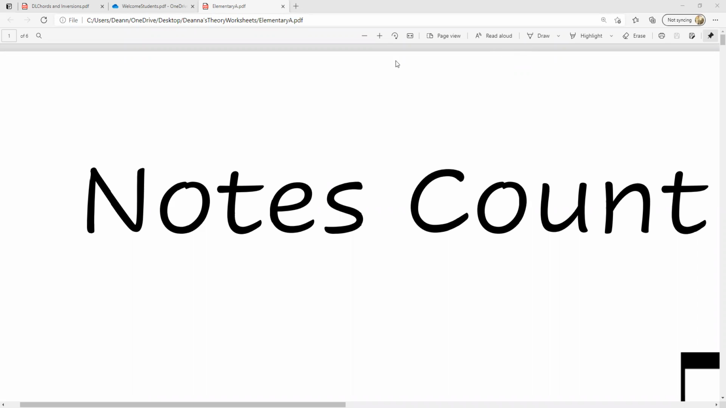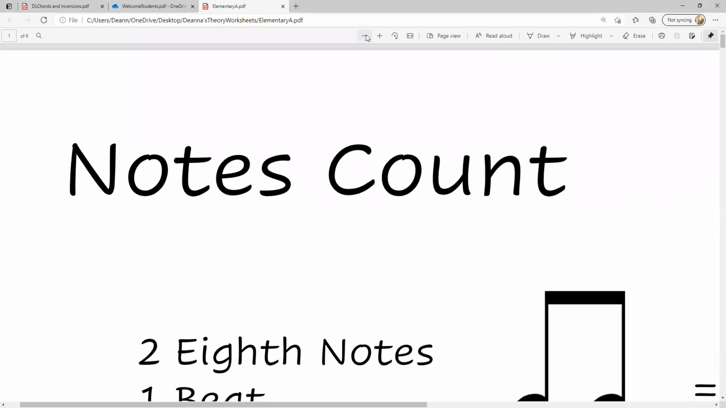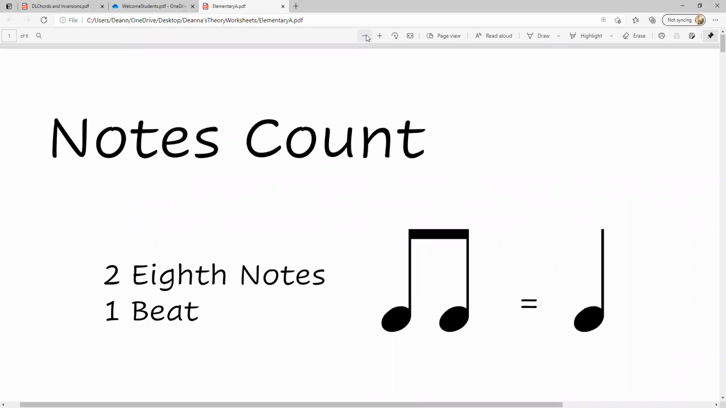This one is called Notes Count. This is about notes and their values. Every time you hold a note, you count. That tells us how long or how short to hold the note. You know from previous videos that a quarter note gets one beat. So when you hold it, you go one, and that's it.